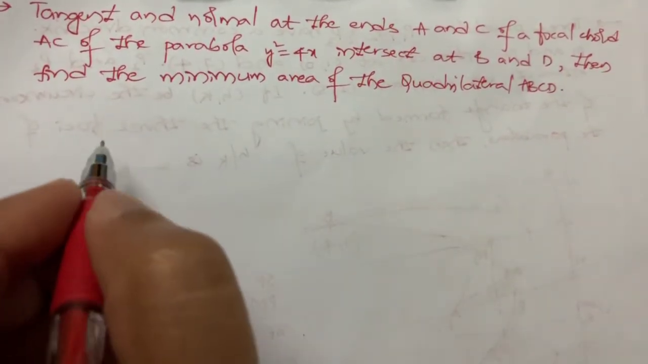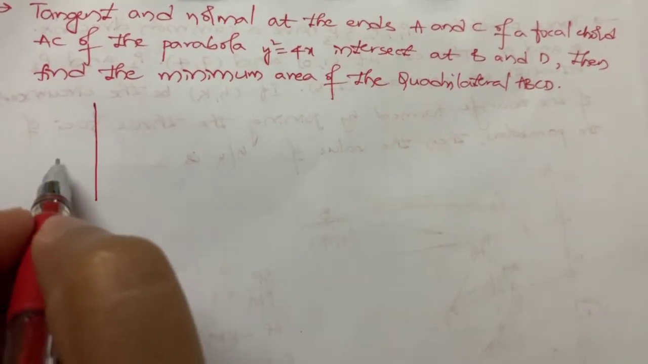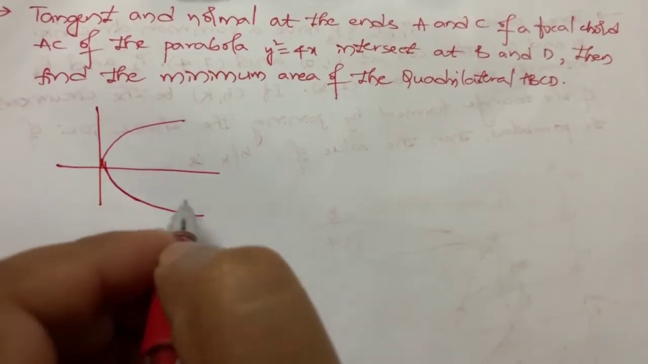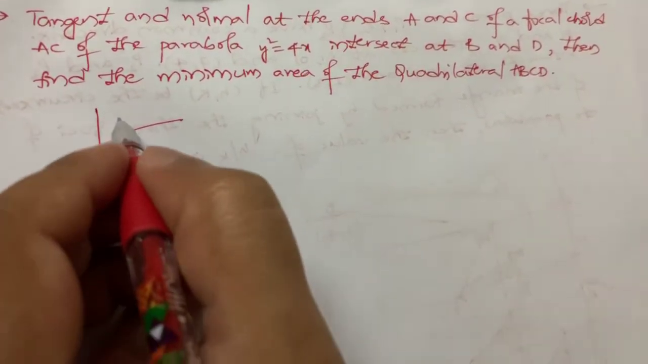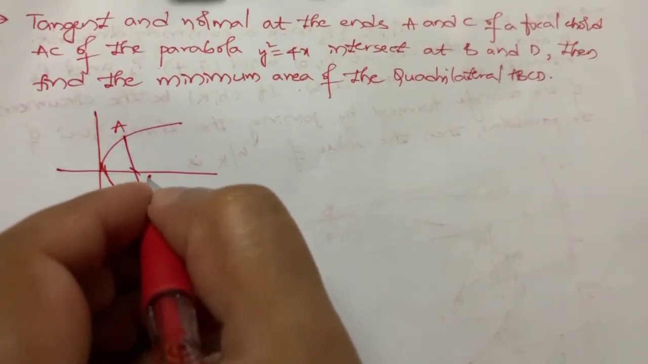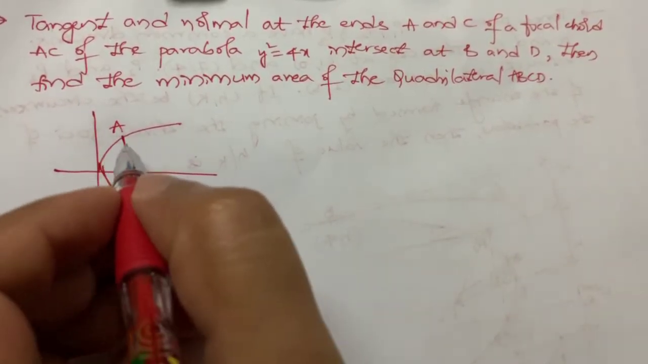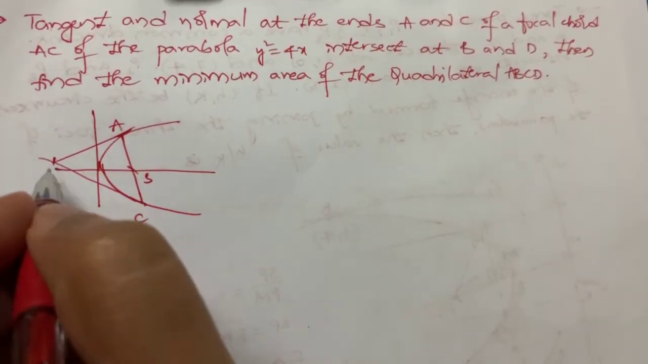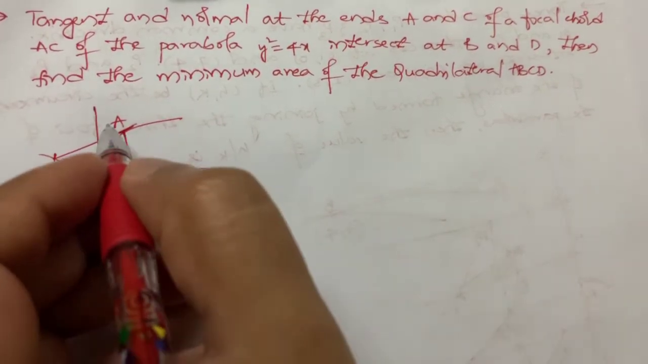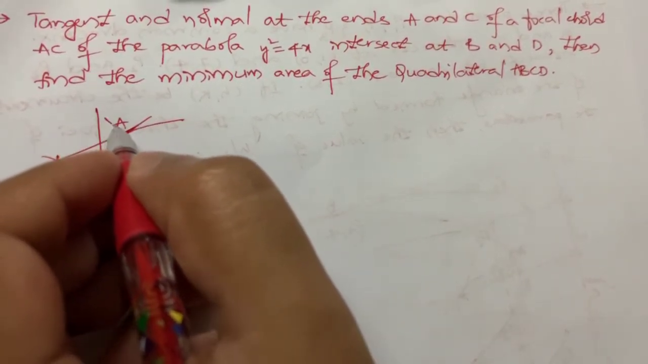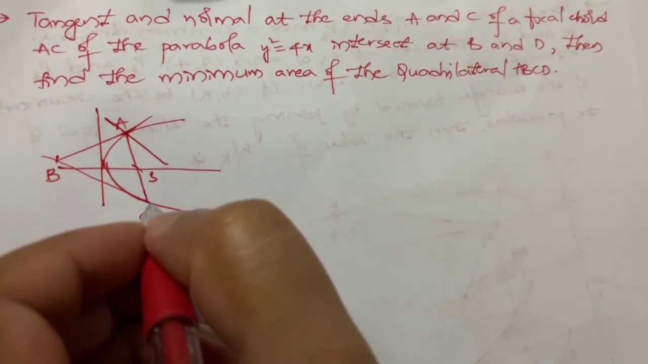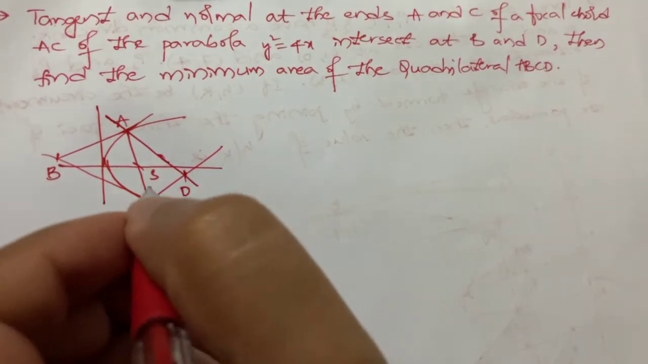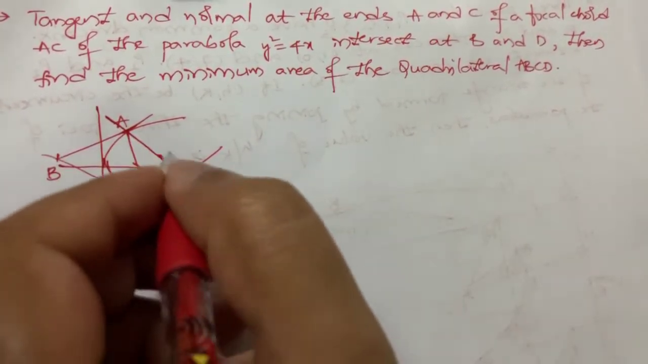Okay, so here what we are given is a parabola y squared equal to 4x, and there is a focal chord AC. Let's say there is a focus S. If I draw tangents at these points, they are intersecting at B, and if I draw normals at A and at C, these normals are intersecting at D. So we have to find the minimum area of this quadrilateral ABCD.